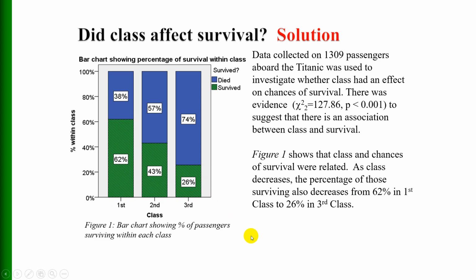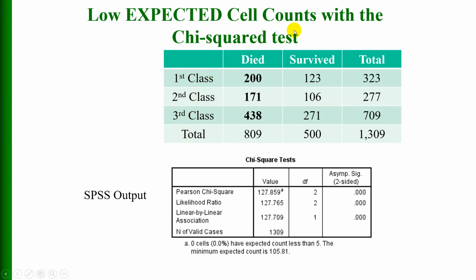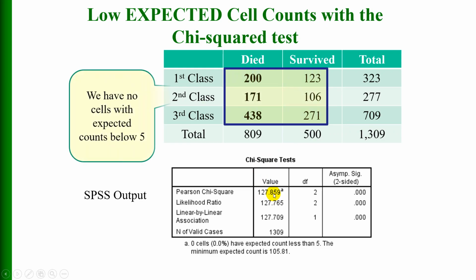This is a very good analysis. Low expected cell counts with the chi-squared: first class, second class, third class, number died, number survived. So the chi-square test statistic is 127.859. We have no cells with expected counts below 5, so that is good. And here the footnote shows that 0 cells, 0.0%, have expected count less than 5. So it means that there is no cell which has a count less than 5.